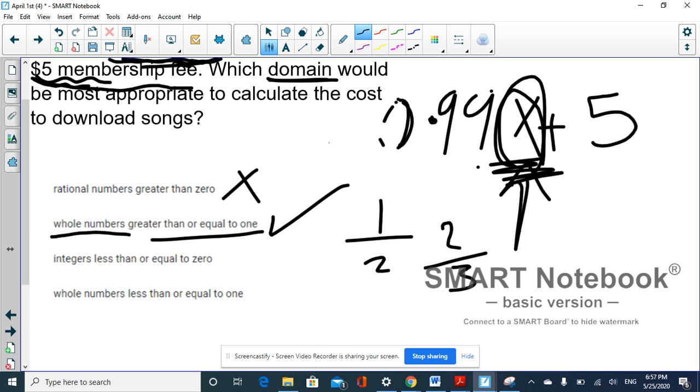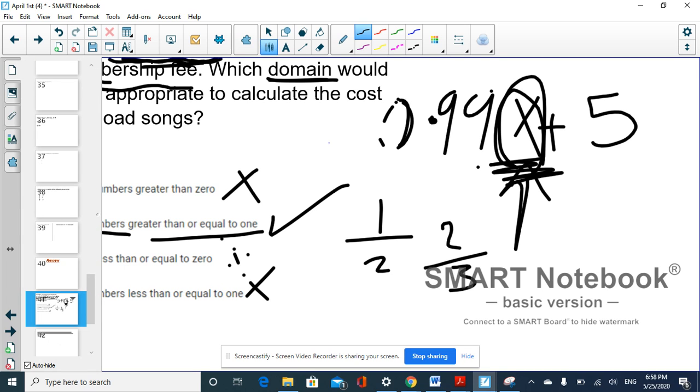The third one, integers less than or equal to 0, means -1, -2. You can't download -1 song. Whole numbers less than or equal to 1. It's the same. Less than or equal to 1 may be negative whole numbers or negative fractions like -half, -2/3. So all of these are not correct. Only number 2 is a correct answer. Let's see another example.